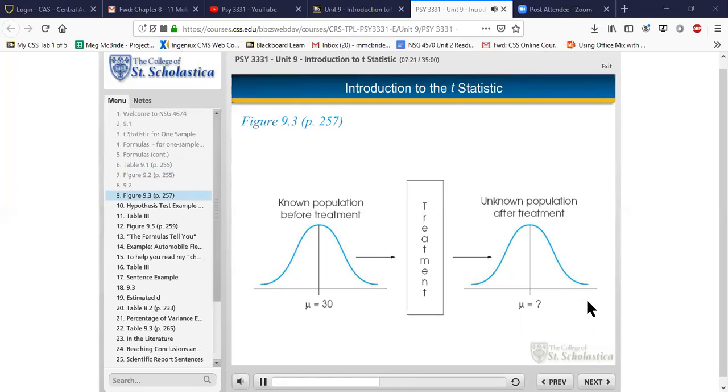Then we do something called the treatment with the participants. We want to know, if we treated the whole population, what would the mean be after the treatment? So on the right in the graph of the unknown population after treatment, the mu equals has a question mark. Of course, what we actually do is we take a sample, treat the sample, and assume that the mean of the treated sample will represent what the mean of the whole population would have been if we had treated the whole population. Keep in mind that what we are really doing is treating a sample rather than treating the whole population.